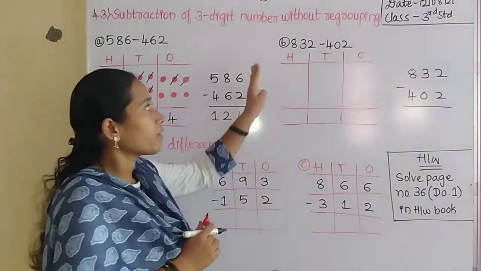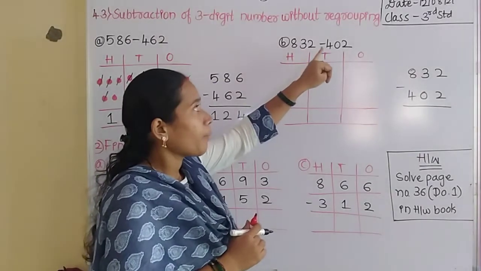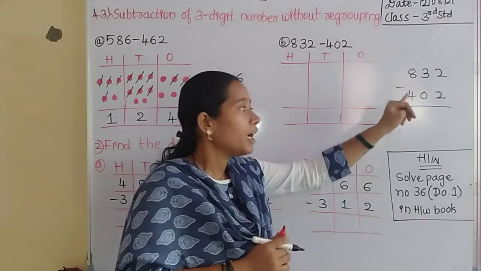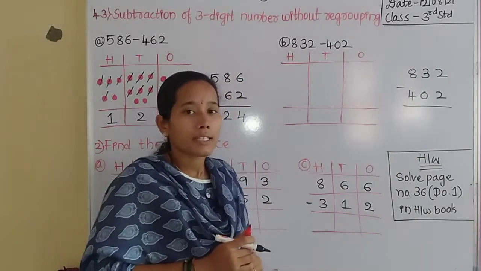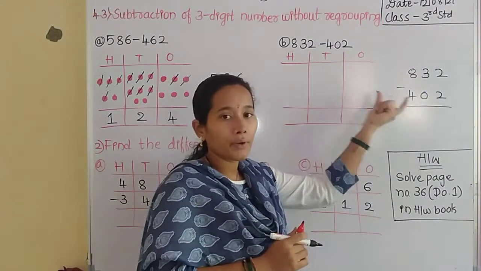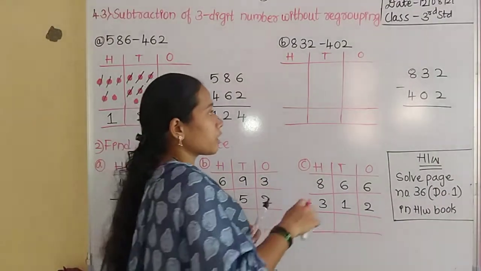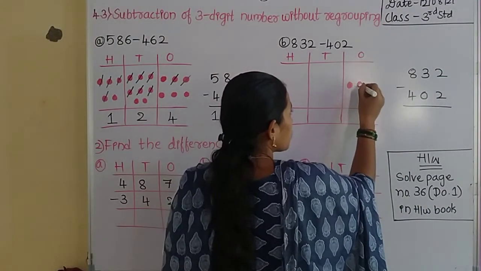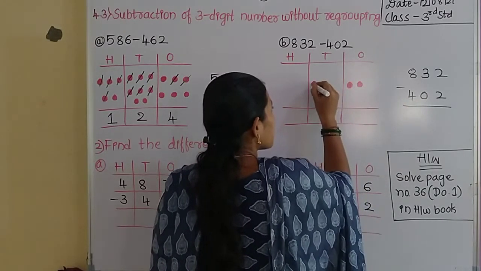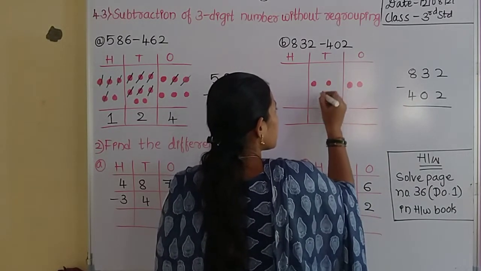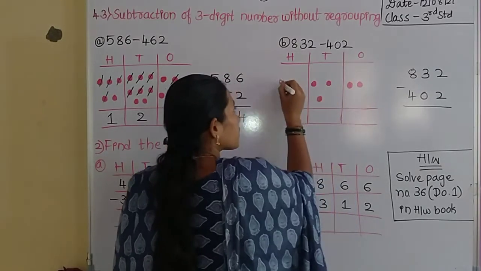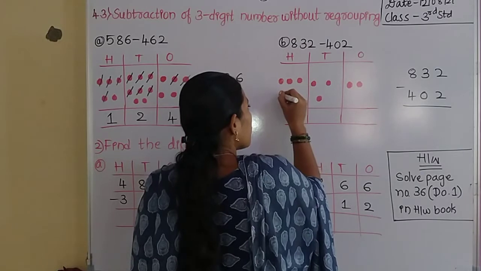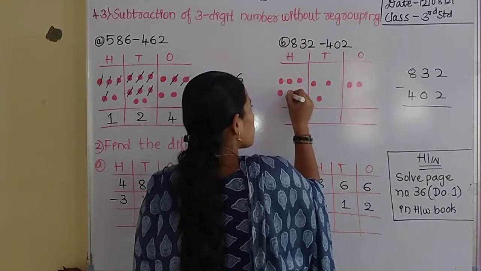Okay. So the next one, B one: 832 minus 402. Here 832 is the minuend and 402 is the subtrahend. With respect to the minuend we have to represent the dots now. In the ones position 2 is there, so represent 2 dots only. In the tens position 3 dots are there, so write 3. Next, in the hundreds position 8 is there, so represent 8 dots in the hundreds position.